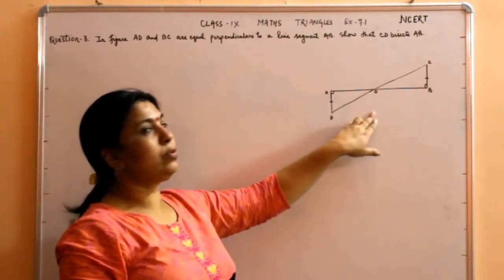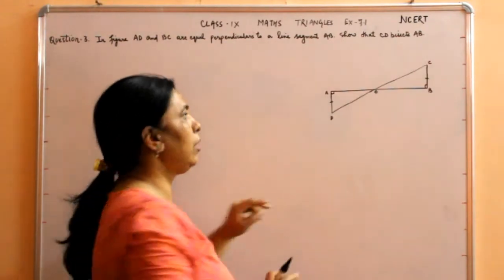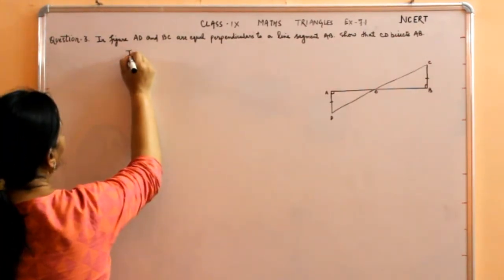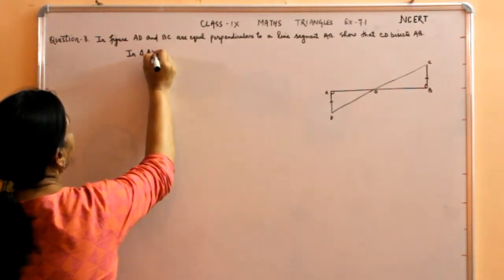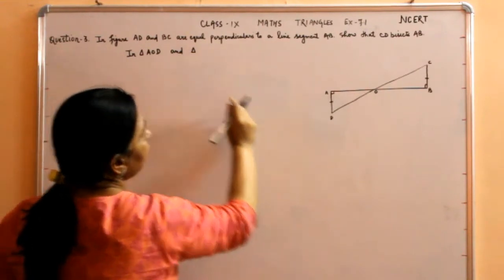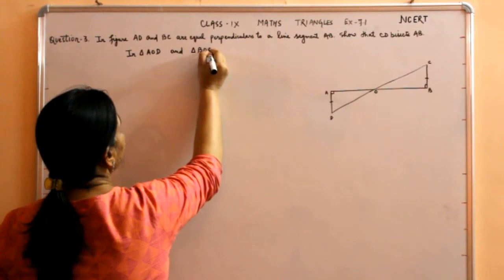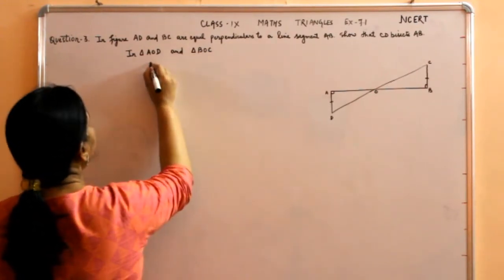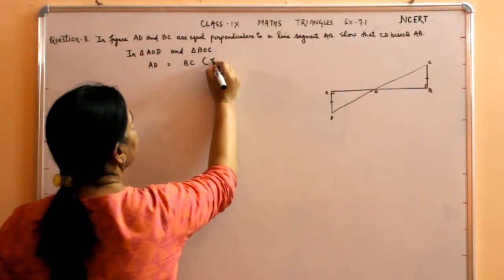In this figure, students, we can see two triangles. So we'll take those two triangles, that is in triangle AOD and triangle BOC, AD is equal to BC. It is given.